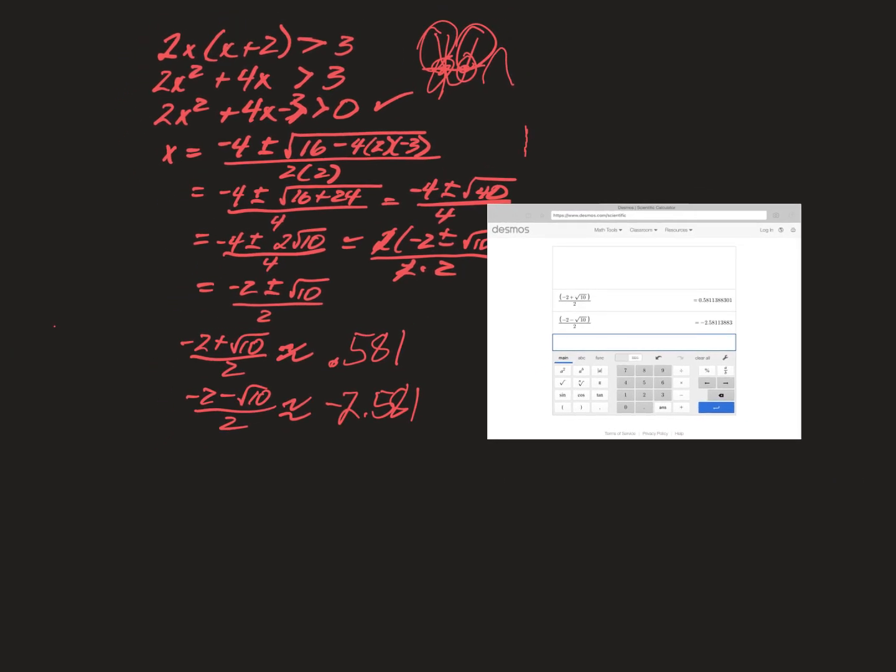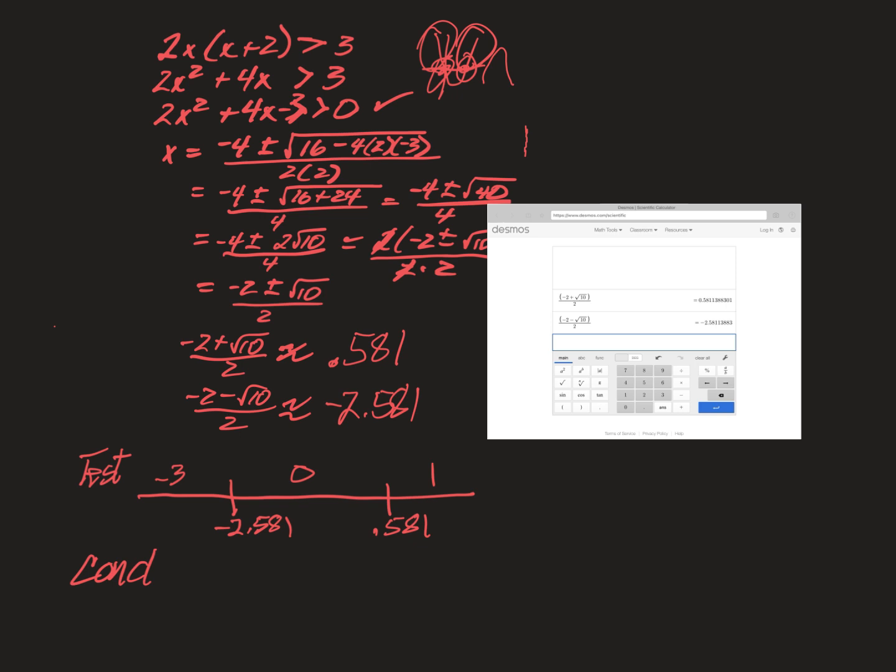Okay? And so here's our number line. And I know that I have a -2.581 and I have a 0.581. And I need a test value in each interval. So -3, 0, and 1. So these are test values. Okay? All right? And then I need a conclusion in each case. A conclusion. Is it above or below the axis? All right?